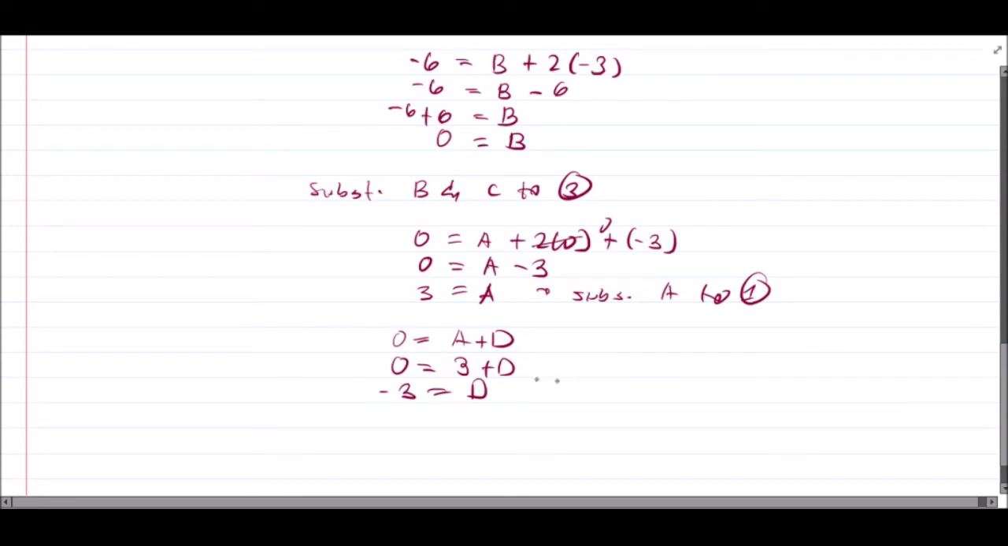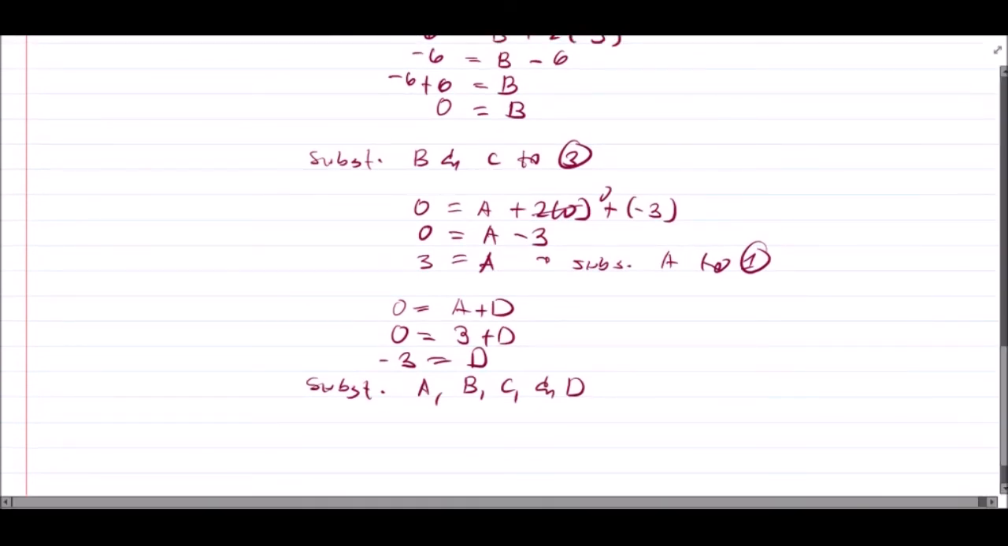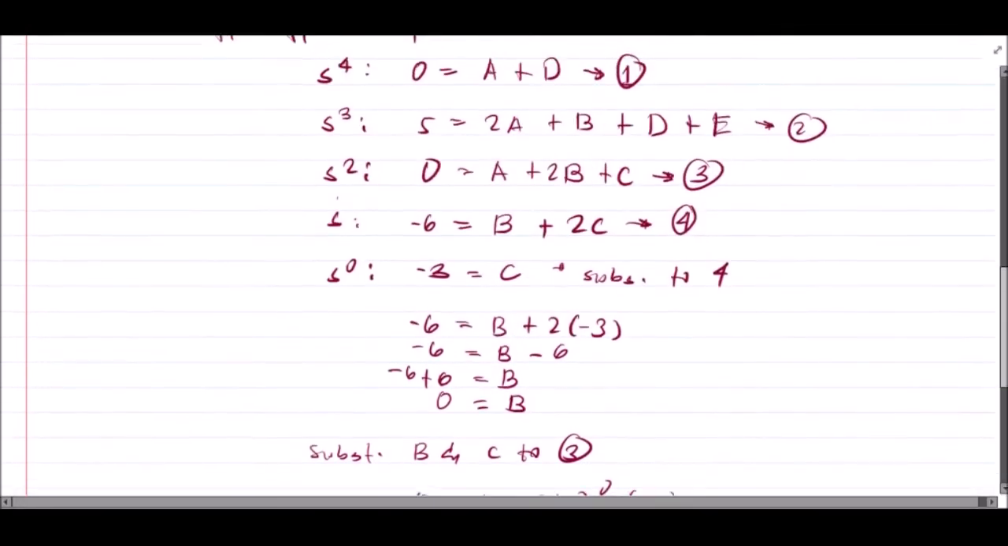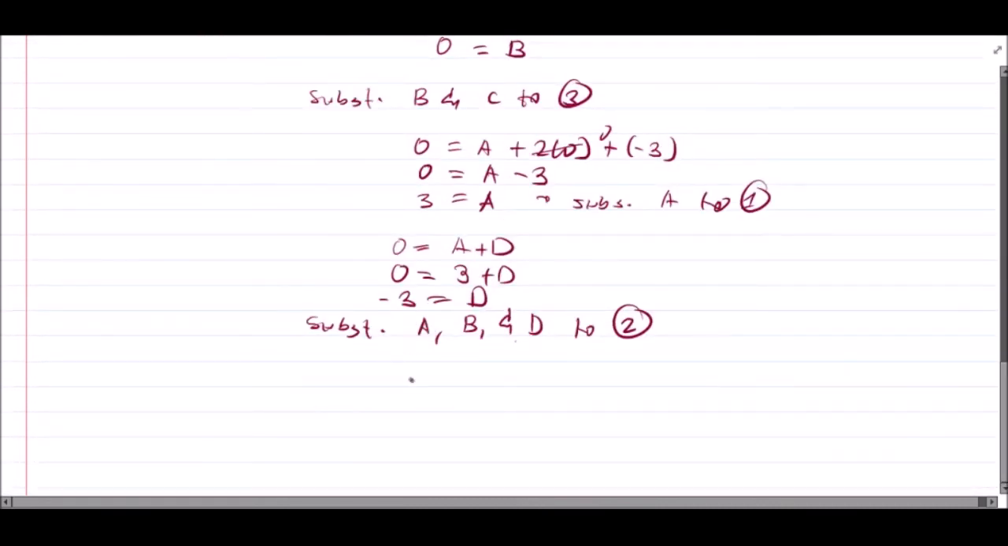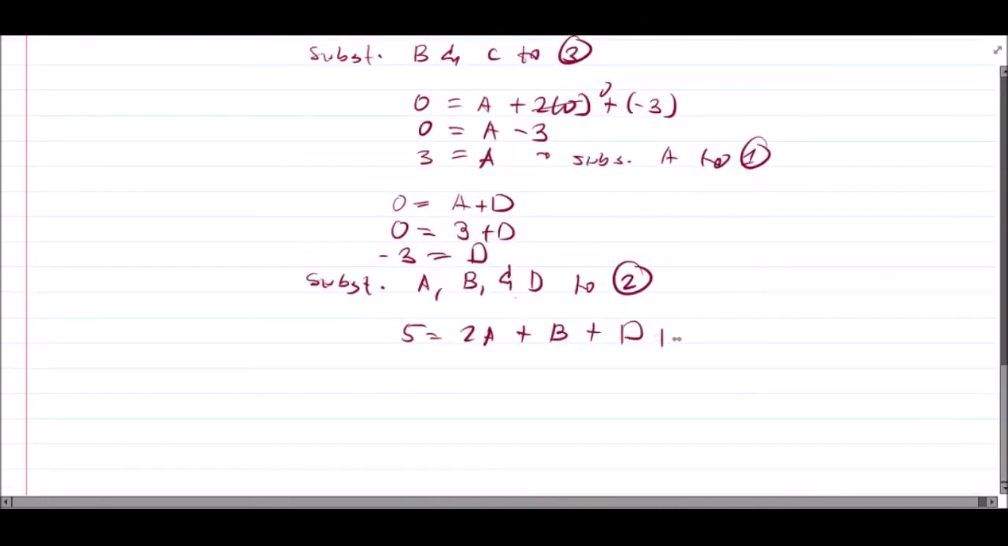Okay, then the last one, we need to substitute a, b, c, and d. Oh no, only a, b, and d. There is no c. So a, b, and d into equation 2. So we just need to copy first our equation 2, so that will be 5 is equal to 2a plus b plus d plus e. So substituting the values of a, b, and d, we'll have 5 is equal to 2 times 3, then plus negative 3, then plus the value of d, also negative 3.